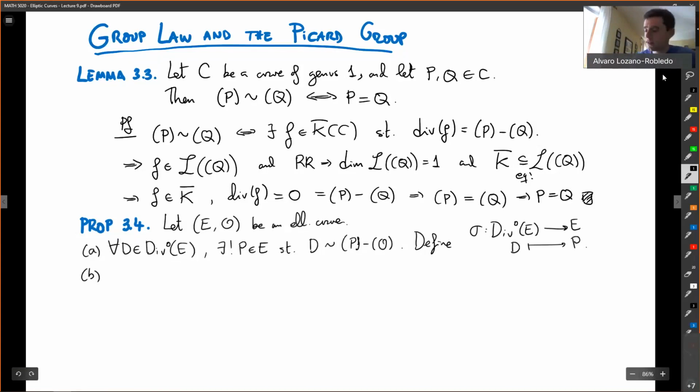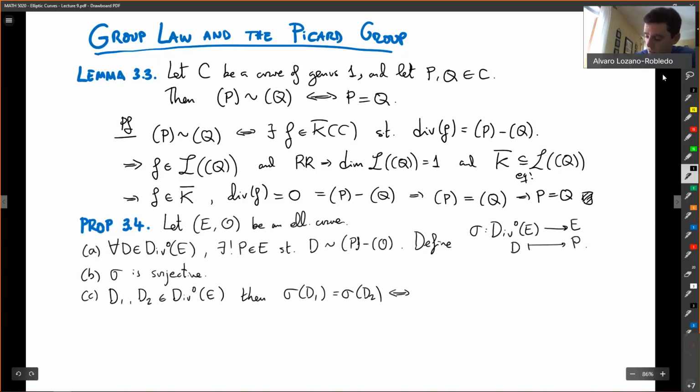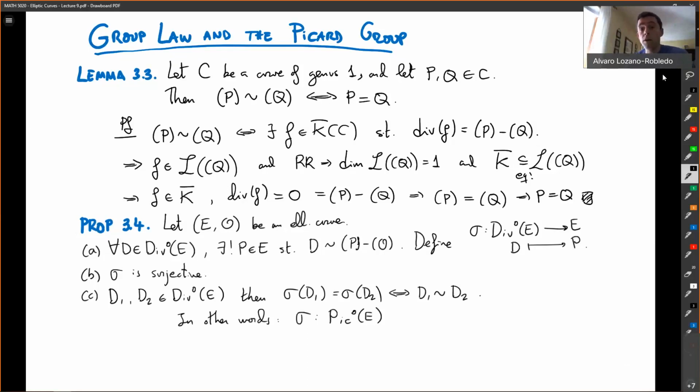Part B is we're going to show that sigma is surjective. That's going to be easy. C, if D1 and D2 are divisors of degree zero, then sigma of D1 equals sigma of D2 if and only if D1 and D2 are equivalent. Or in other words, the map sigma induces a bijection from Picard, which remember was divisors of degree zero mod principal divisors, to E, a bijection of sets.